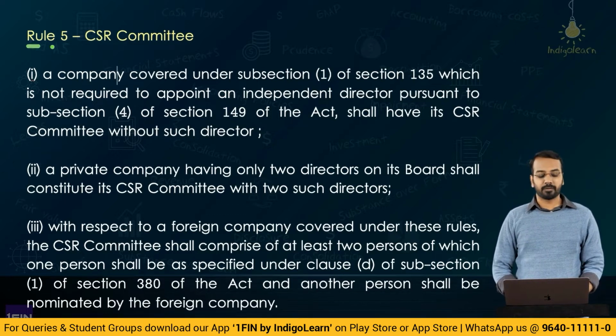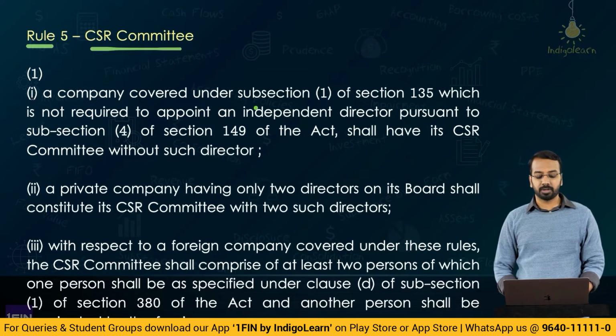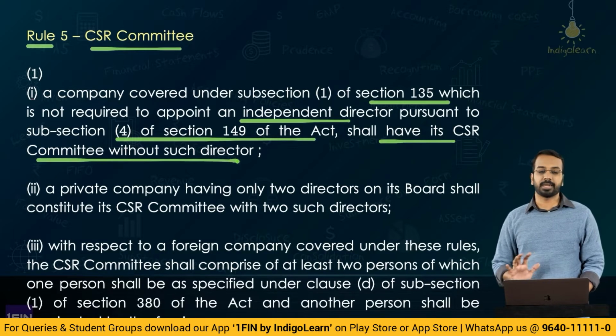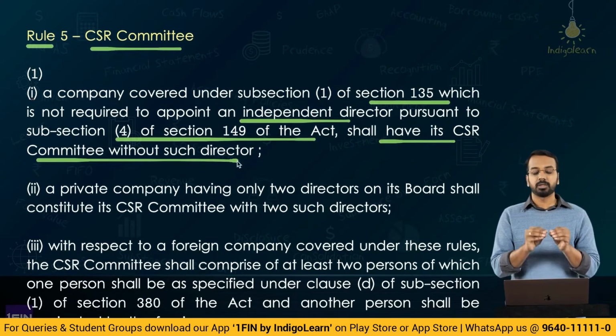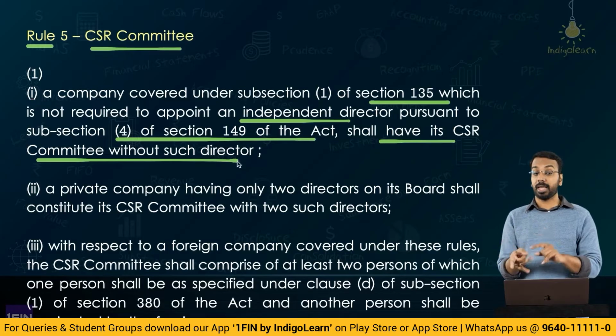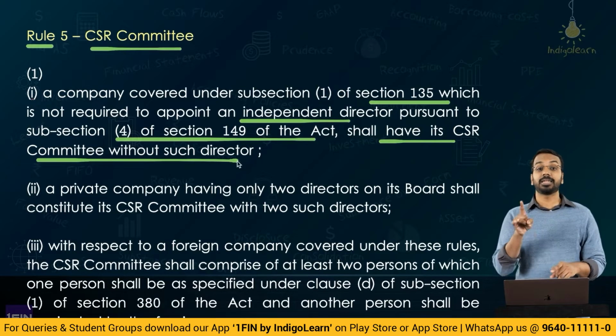Now let's have a look at rule 5 that deals with CSR committee. Sub-rule 1 says that a company covered under subsection 1 of section 135 which is not required to appoint an independent director pursuant to subsection 4 of section 149 shall have its CSR committee without such director. So for a company which is not required to appoint independent director, you will have a CSR committee without such director, and in this case we have also understood that it can form a CSR committee with 2 directors only, minimum 2 directors.